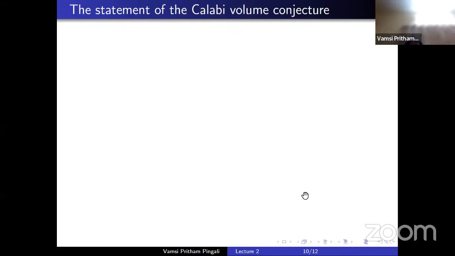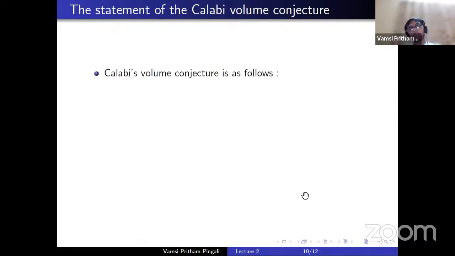So one of Calabi's many conjectures is as follows. And I like calling this the volume conjecture. This term was used by Shiu-Yuen Cheng, so I don't know if it's standard. So Calabi's volume conjecture is as follows.